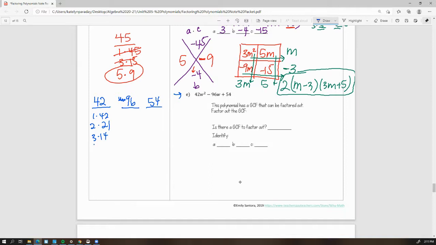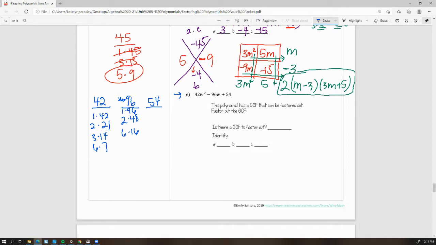So 6 times 7. All right, then 96 is a big number. I might even need the factor sheet for this, for 96. But I'm going to guess that our biggest number we're taking out is 4. Nope, wait, 42 divided by 4, that doesn't work. 96 divided by 6, so 6 times 16. 2 times 48. 1 times 96.